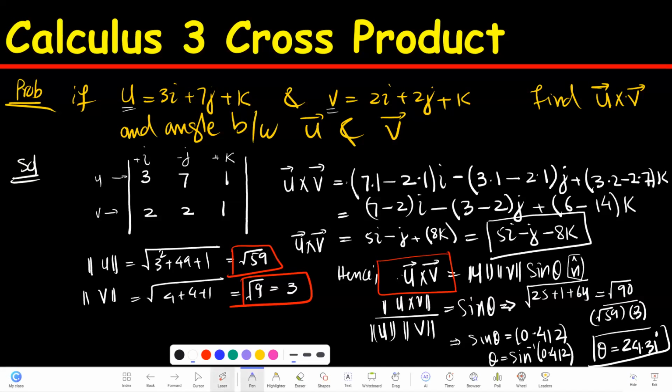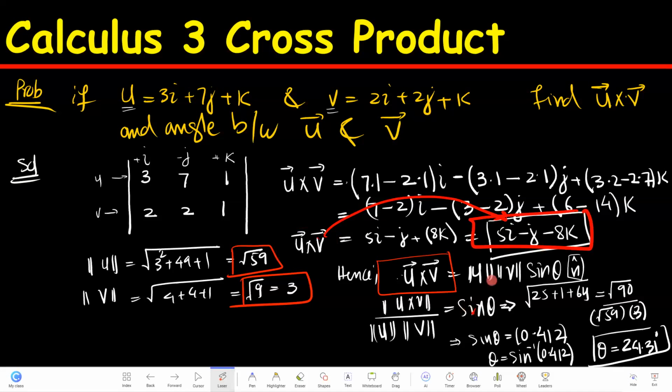Let's put it this way. It's very clear, guys. U cross v is a vector. That's what we learned. U cross v is this vector. But since I need the theta, I have to find the magnitude of u cross v. So I can substitute here and then take the u magnitude and v magnitude, substituting here. Once I find the theta, I can give the theta values.